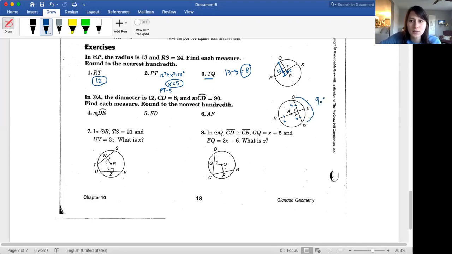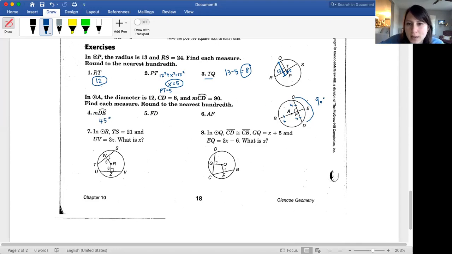Now it says we need to find the measure of DE. Okay, well, I know that if an arc is bisected by a right angle or a diameter, splitting my arc here from my chord, then those two parts will be congruent. And so if the whole thing is 90, half of it would be 45. So DE is 45 degrees.